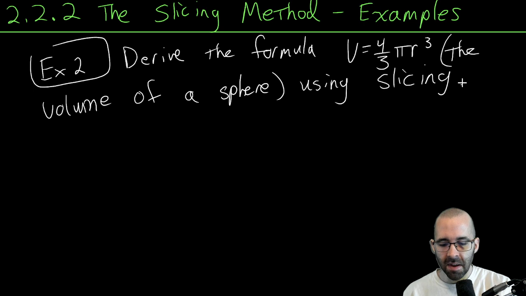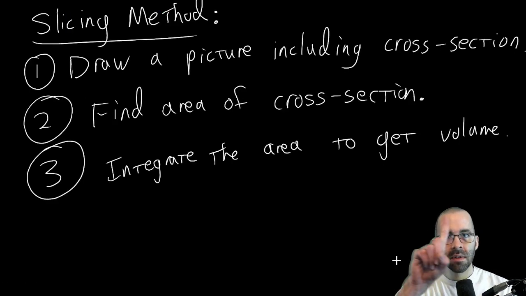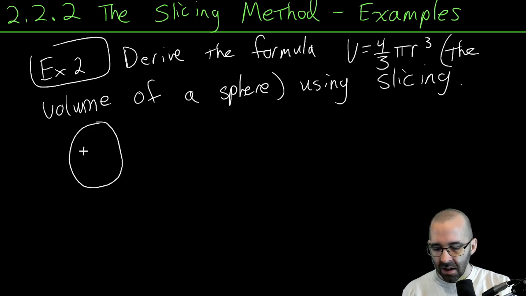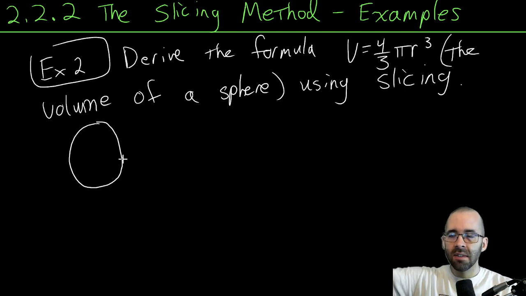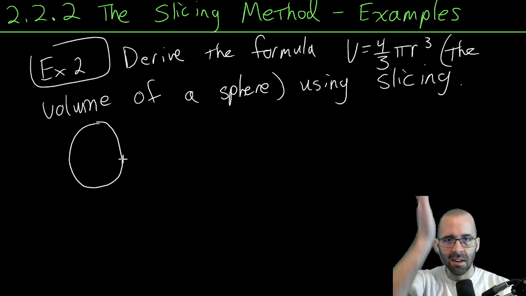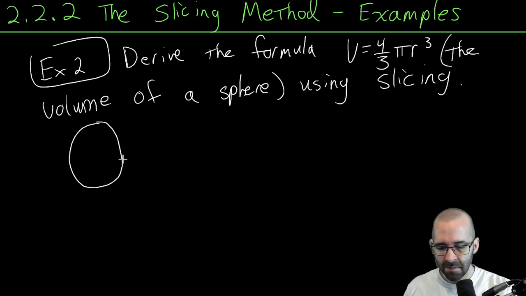So let's go back to the method, show you how to use it. Step 1, draw a picture including a cross section. Now, drawing a picture of a sphere is kind of hard for me. It kind of looks like a circle. And then, again, any cross section, if we cut a sphere horizontally, you can also do it vertically. We'll get into what that looks like later.